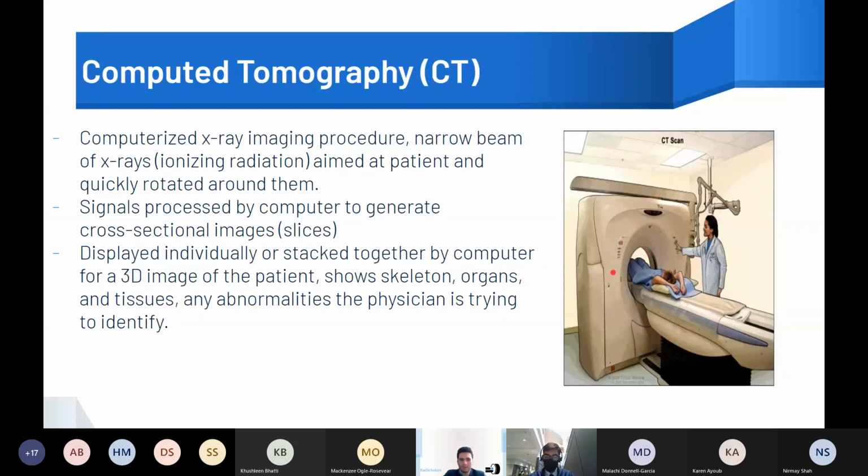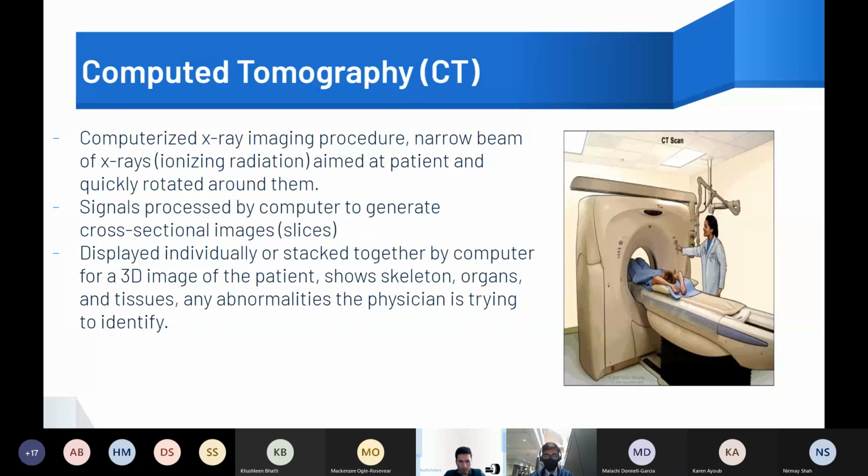and you can set how thick you want the slices to be, anywhere from 1 to 10 millimeters, maybe larger if you don't want that much precision, but you can set those slices and make sure that you get the right images. So signals are processed by the computer to generate those slices, and they're displayed individually like we saw with the MRIs, or they can be stacked together to show a 3D image of the patient, which can show skeletons, organs, tissues, any abnormalities that the physician might try to identify.